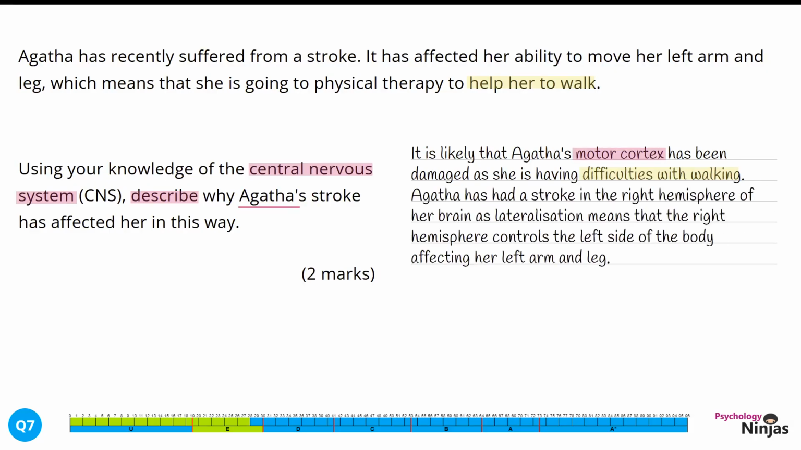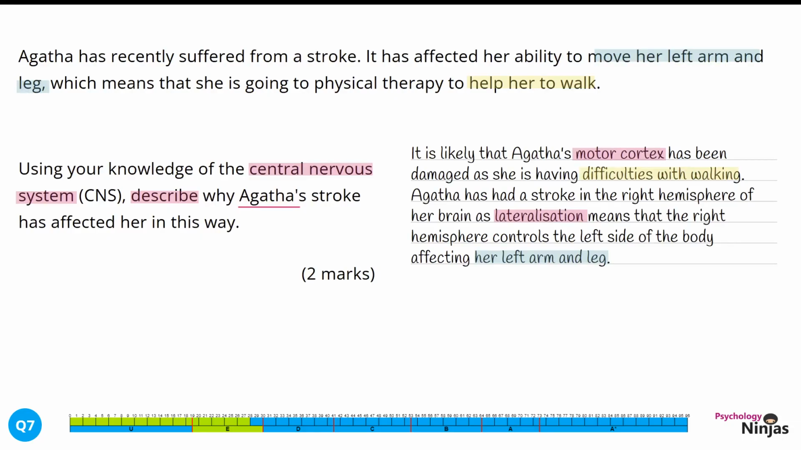Agatha has had a stroke in the right hemisphere of her brain, as lateralization means that the right hemisphere controls the left side of the body, affecting her left arm and leg. We've shown our knowledge of the central nervous system here by talking about lateralization. That our right hemisphere controls the left-hand side of our body and the left hemisphere controls the right-hand side of our body. We've linked this into Agatha's STEM by talking about her left arm and leg having an issue since her stroke, and we can tick this off in our STEM as well.